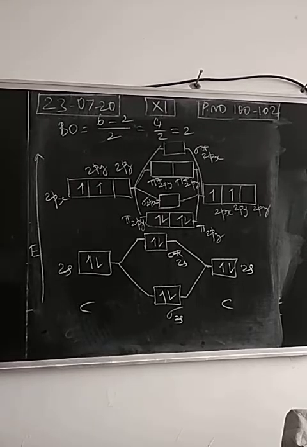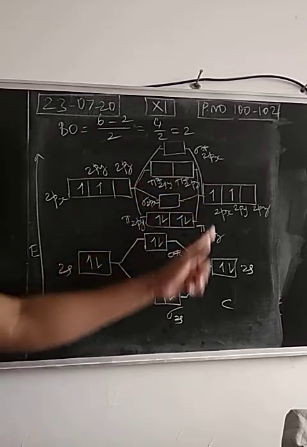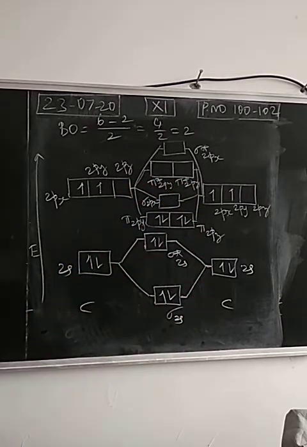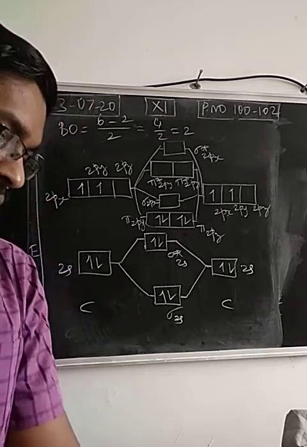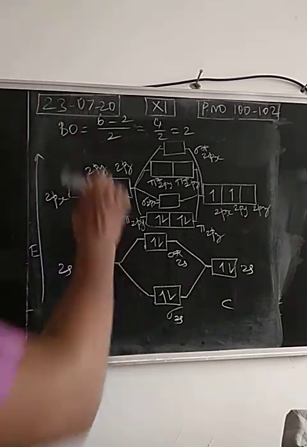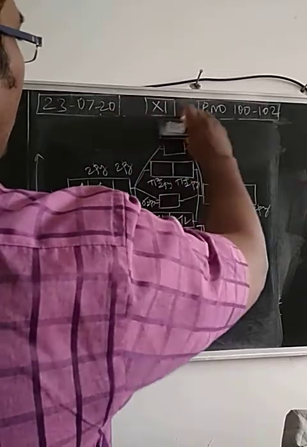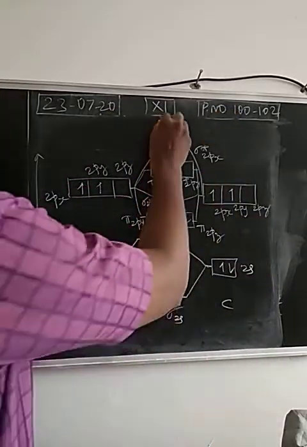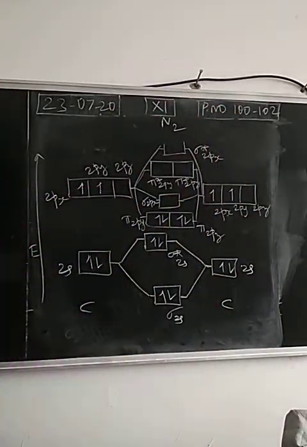Okay. Next, what about magnetic nature? Is the C2 molecule paramagnetic or diamagnetic? All the 8 electrons are present in paired form. So this is a diamagnetic substance, which will not be attracted by a magnet. So with this, the C2 molecule is over. Next, we take the N2 nitrogen molecule.